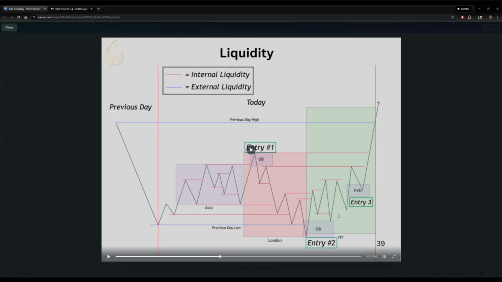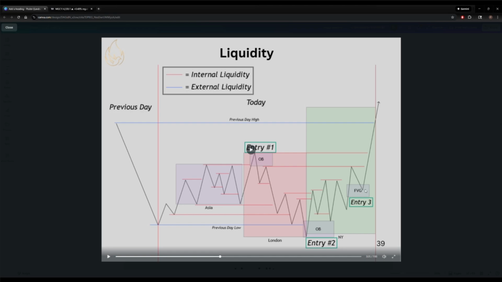But let's say entry number two is too risky for us. It feels like I'm catching a falling knife, and I don't want to do that. Let me just wait for a better CISD. So right here, after the tap into the order block, price came up, broke structure, had a change in state of delivery to the upside, and then tapped into the fair value gap right here.